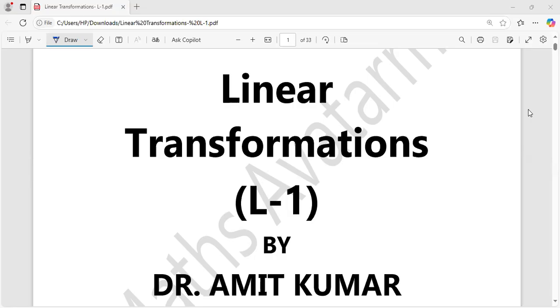Today we are going to see the first lecture on linear transformation. We will see what linear transformations are, see some examples, and check which are not linear transformations.